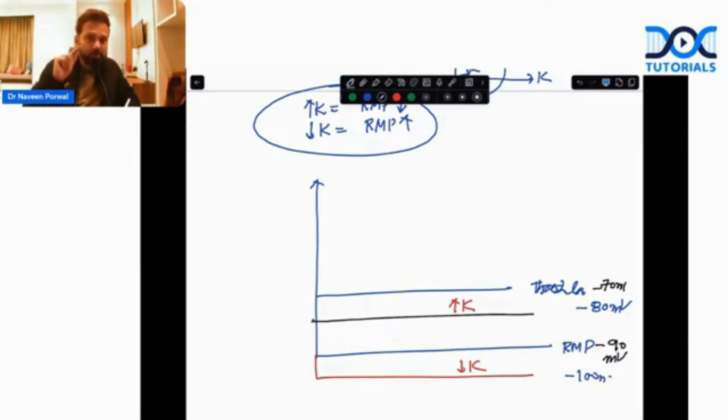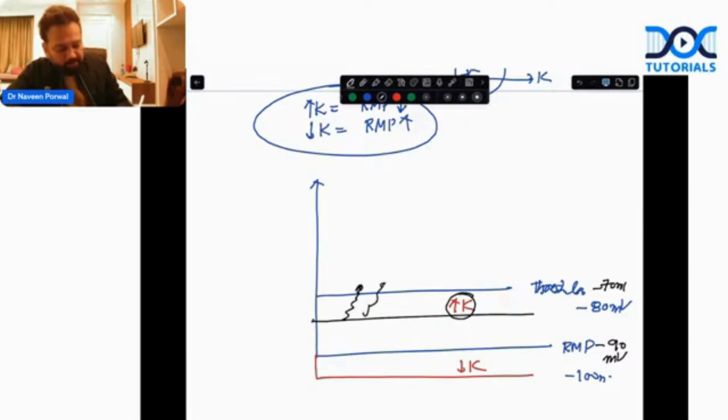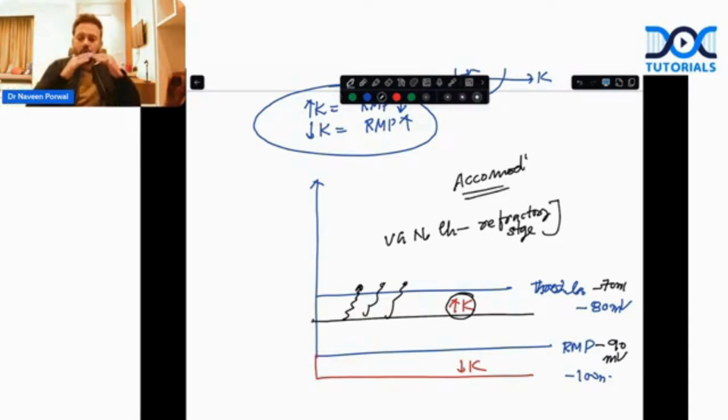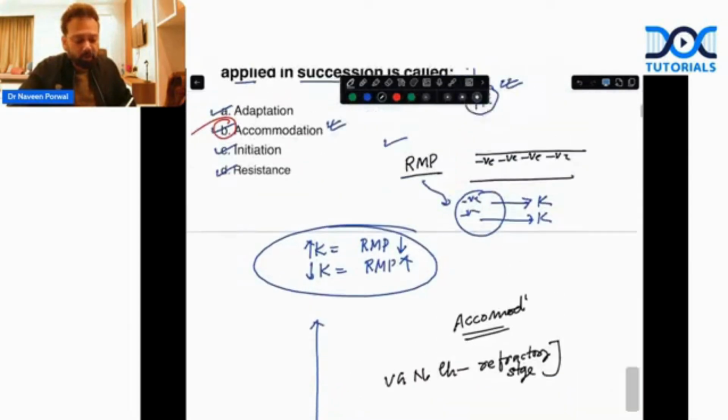But why does hyperkalemia cause accommodation? Listen carefully. If there is hyperkalemia, RMP will go closer to the threshold and it will keep on stimulating the channel, and that will put the voltage gated sodium channel in the refractory stage. Doctors, this phenomenon is called accommodation. Accommodation, because they are very close now, so they will damage the voltage gated sodium channel. Action potential will not come and the heart cannot pump. It is called accommodation.